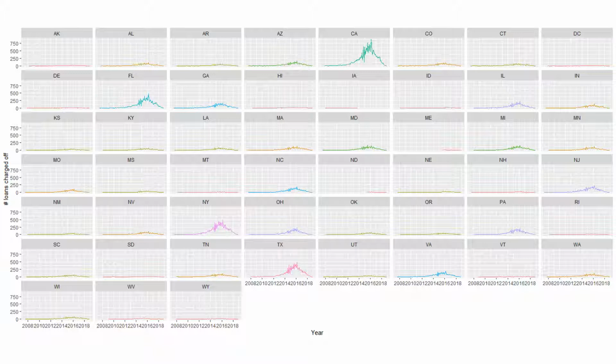And states like Hawaii, Iowa, or Idaho, they form another cluster, and there's essentially no trend. There's essentially no charge-off loans in these states. They are looking quite good, and they form another cluster represented by the red color.